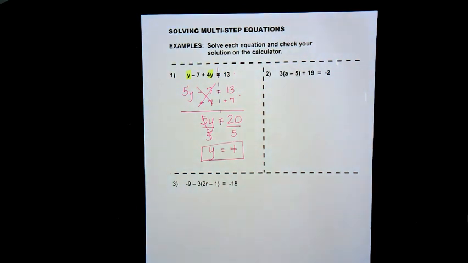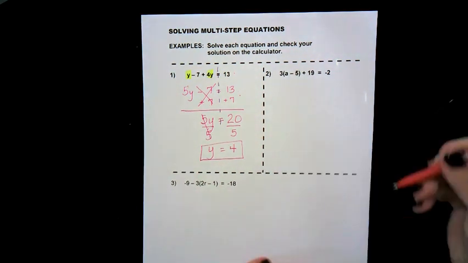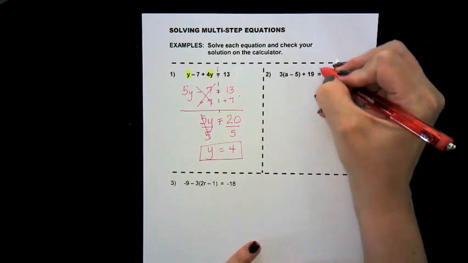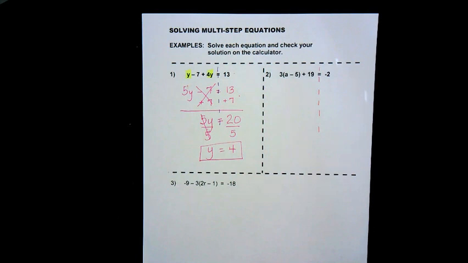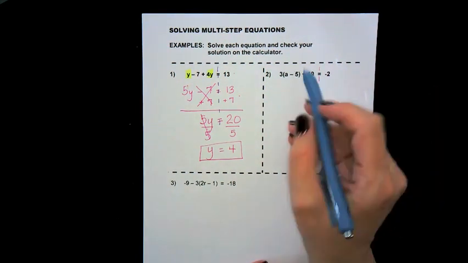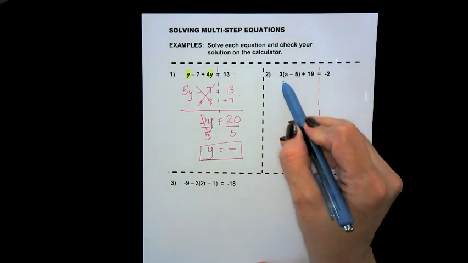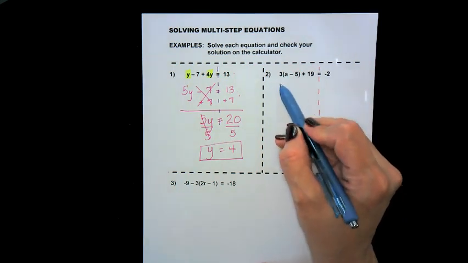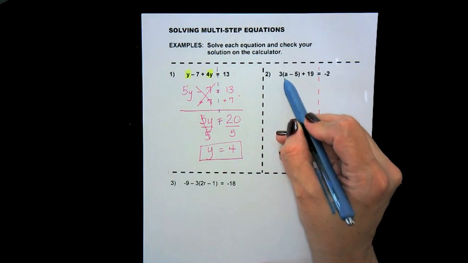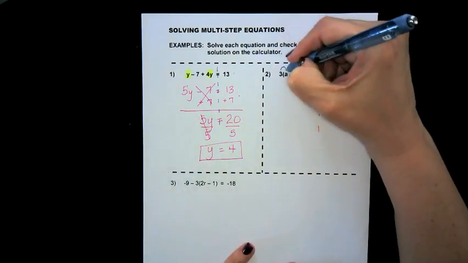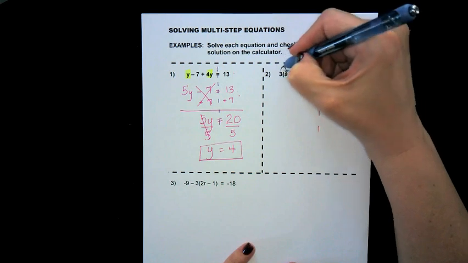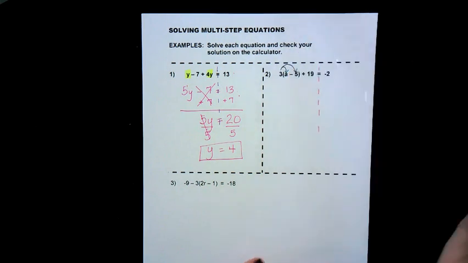Now, let's take a look at another one here. Again, on problem number 2, I'm going to draw that imaginary line at the equal sign. And then I'm going to look to simplify. Now, in this problem, simplifying is going to look like distributive property. How do I know? Because I've got a number written in front of the parentheses. So I'm going to distribute the 3 to the a and to the 5.